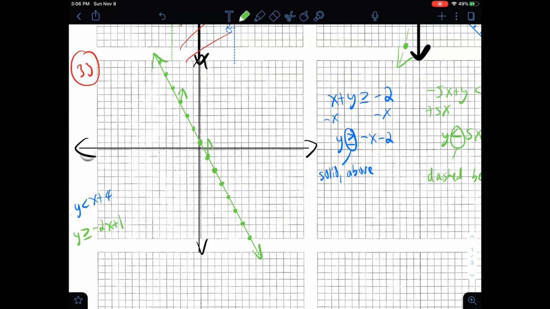And we're going to be shading above. Draw some arrows going straight up and down. Okay, the blue line, it's going to be y is less than x plus 4, so we're going to go up 4, 1, 2, 3, 4. Our slope is positive 1, it's in front of the x, so we go up 1 over 1. And we can go the exact opposite direction, down 1, left 1. That's going to be a dashed line. And we're shading below that line.